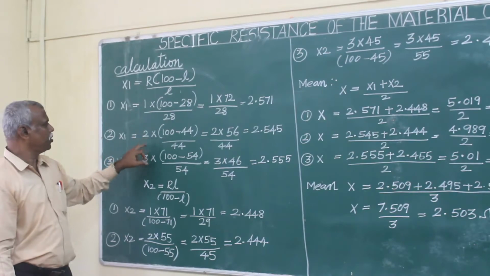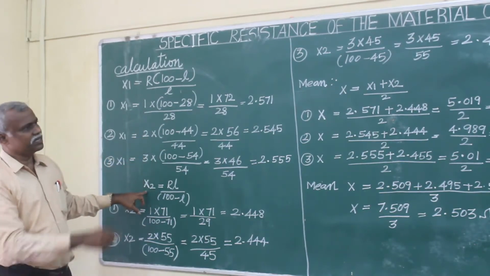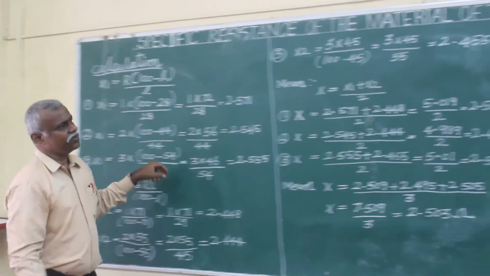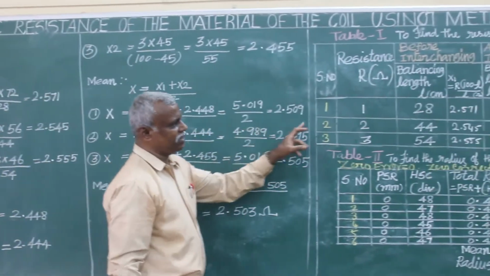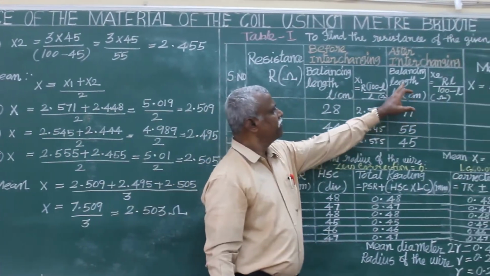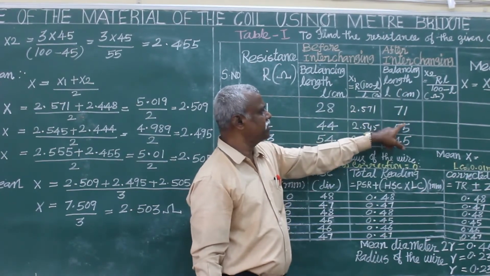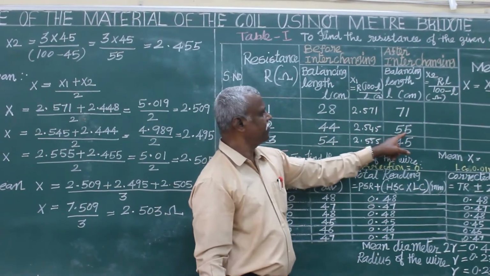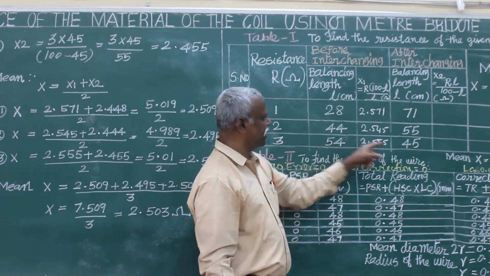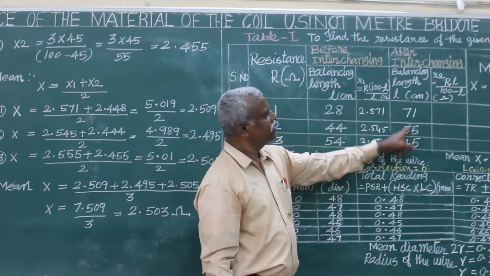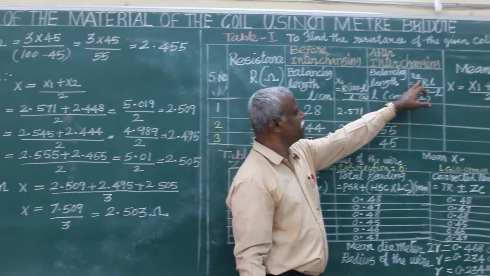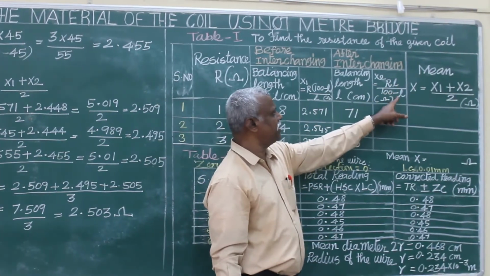1 ohm, 2 ohm and 3 ohms. Next, you are finding the balance length after interchanging. The balance length will be 71 for 1 ohm, 55 centimeter for 2 ohm, and for 3 ohm you are getting 45 centimeter. So you have to use the formula x2 equal to R into L by 100 minus L.